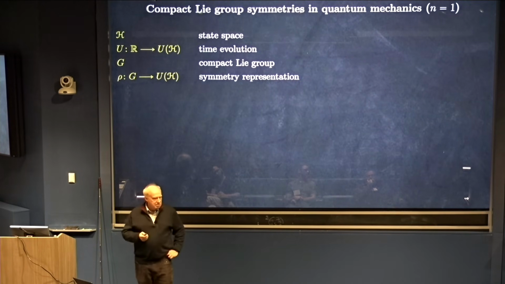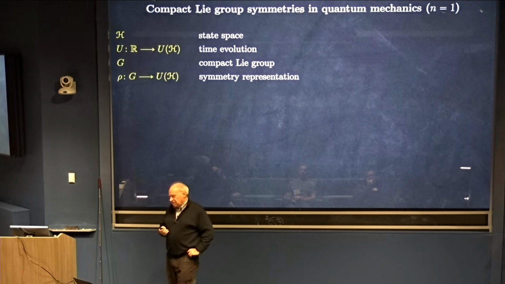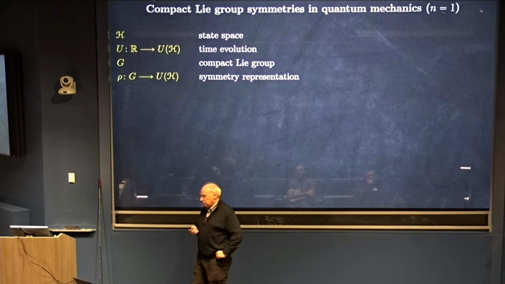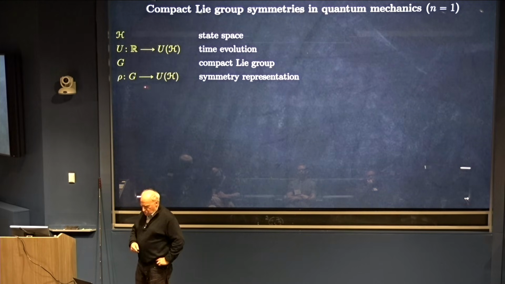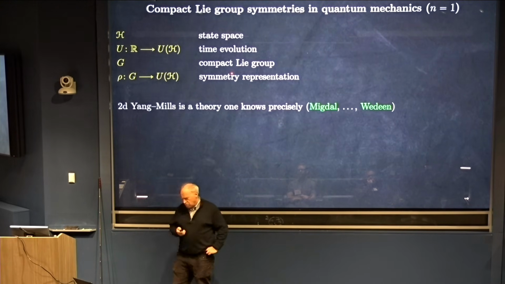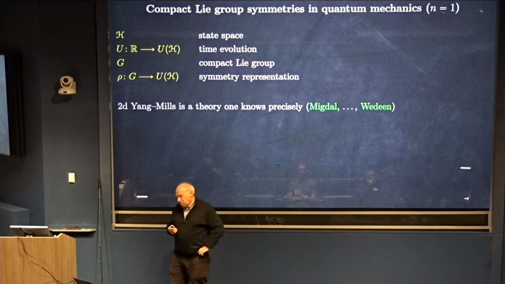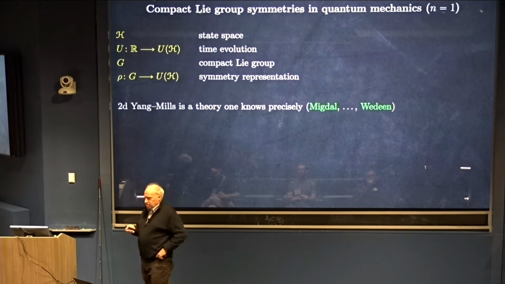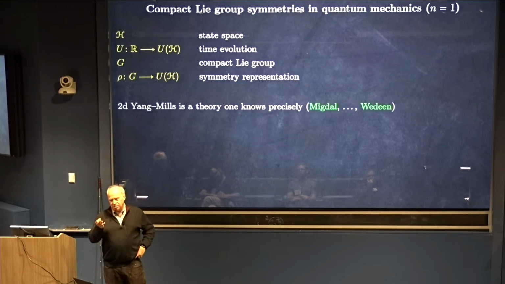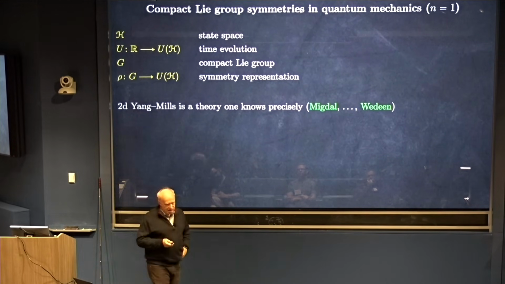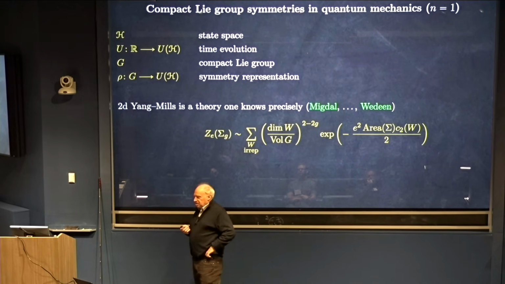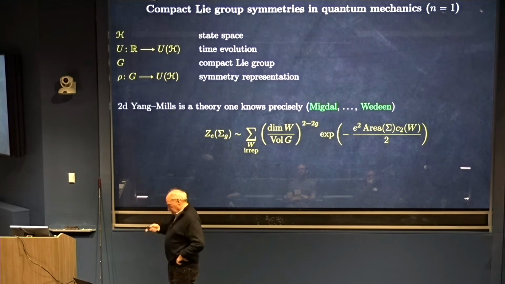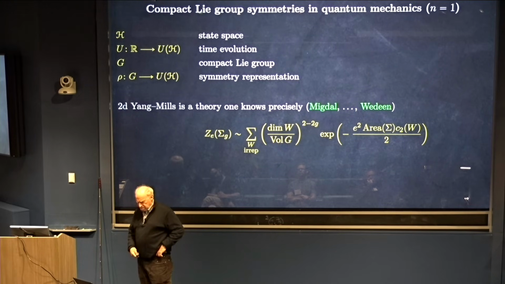Okay, so as a kind of motivation, let's look at what compact Lie group symmetries in quantum mechanics would be. We have the same data as before, but now G is an arbitrary compact Lie group, need not be a finite group. And what we might put in the middle would be two-dimensional Yang-Mills theory. That's what the motivation on the previous slide was. Let's just see what the partition function is if we think that this is going to make sense on a closed surface, sigma.